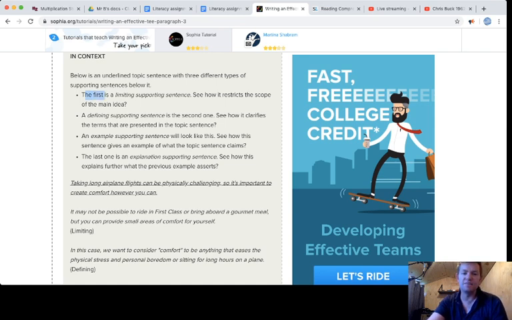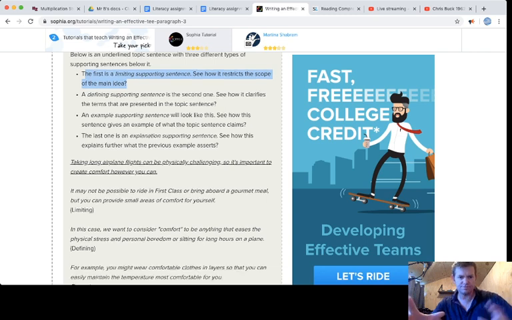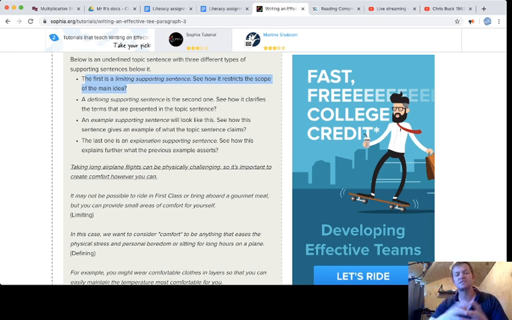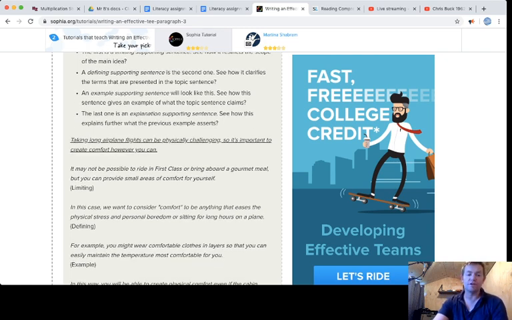The first thing they do is a limiting supporting sentence. It's important to sometimes create a real world vibe around it. That's what it's saying, it's a limit. So it makes it smaller and more real world. Here's an example of their example for this topic of a limiting one. It may not be possible to ride first class or bring aboard a gourmet meal, but you can provide small areas of comfort for yourself.